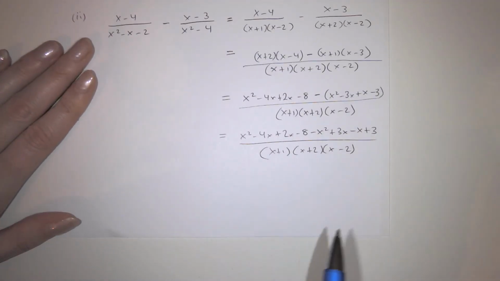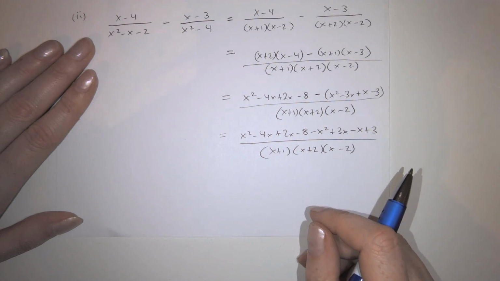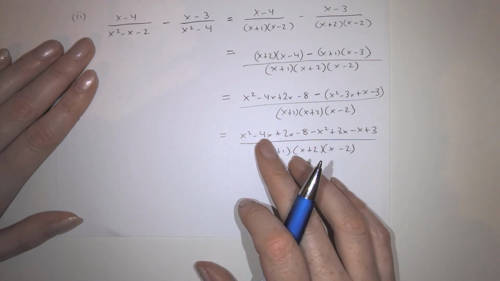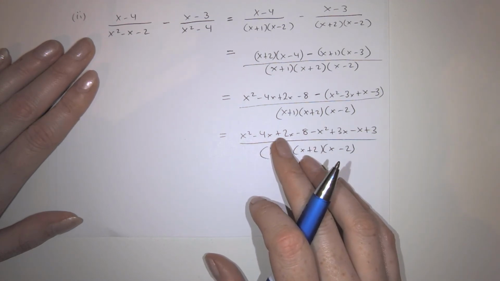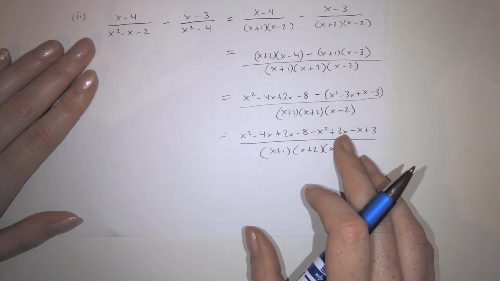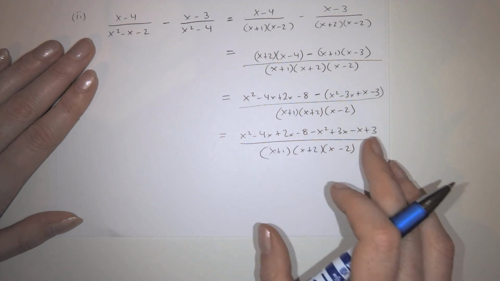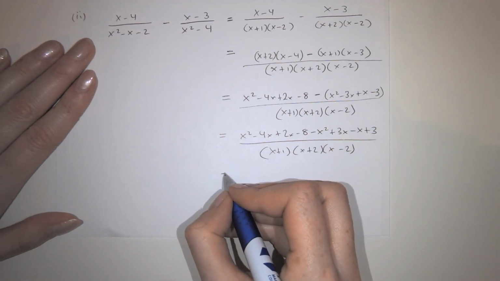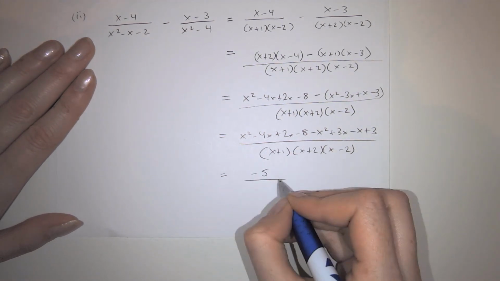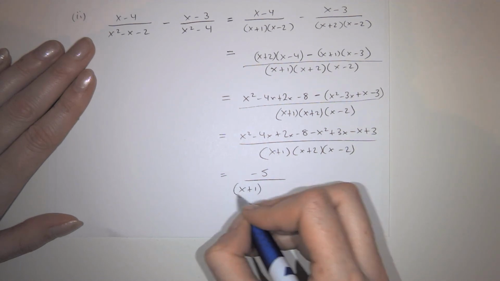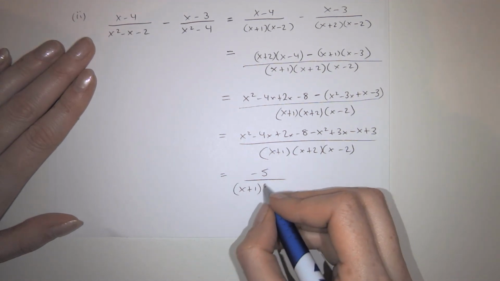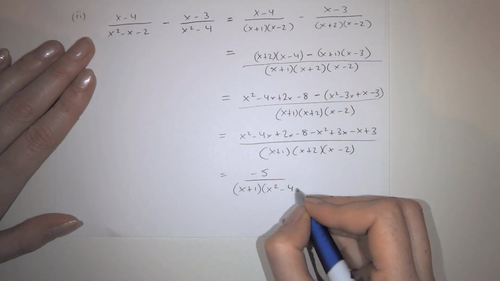Tidying up, we've got x² - x², so that's 0x². Then -4x + 2x is -2x, plus 3x is 1x, minus x is 0x. And then I have a minus 8 and a plus 3, which is minus 5. And then on the bottom line, (x + 1). If you'd like to, then you can multiply this back out, and it's an x² - 4.